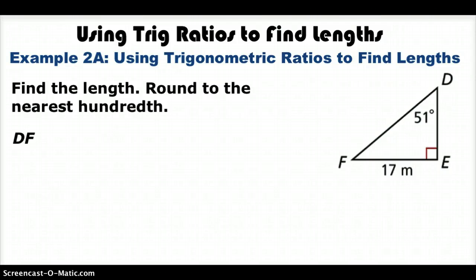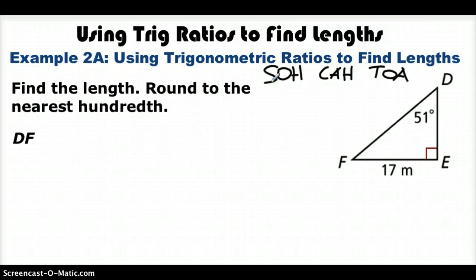Okay, let's look at a few more examples here of using trig ratios to find lengths. We're going to do 4 in a row here, really pretty quick. Obviously, again, we're going to remember our main theme of SOH CAH TOA. That's going to help us with these trig ratios. Again, we're going to find the length and round it to the nearest hundredth.